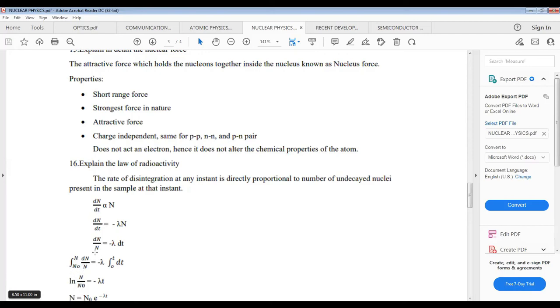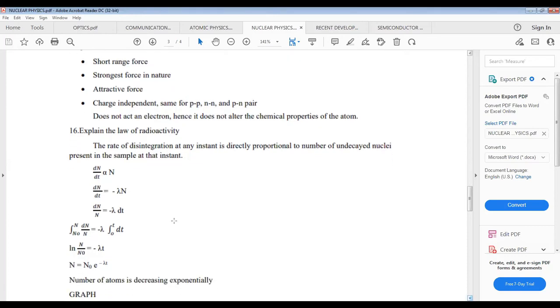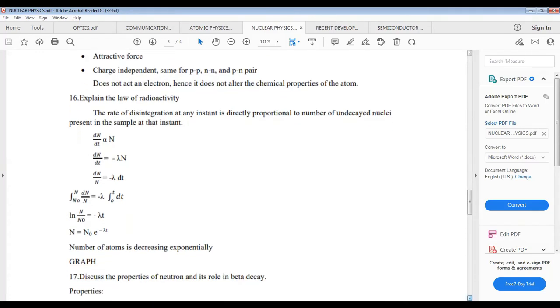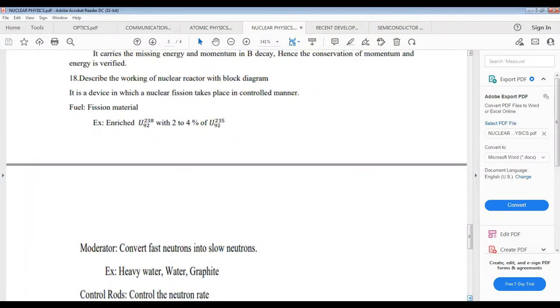So integrate dN/N. It becomes log(N/N0) = -λt. By taking exponent on both sides, it becomes N/N0 = e^(-λt). Take N0 to the other side, it will become N = N0 e^(-λt). This is about your radioactive law.